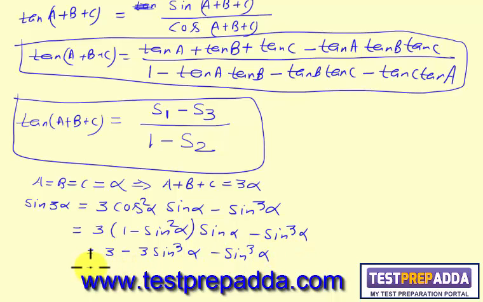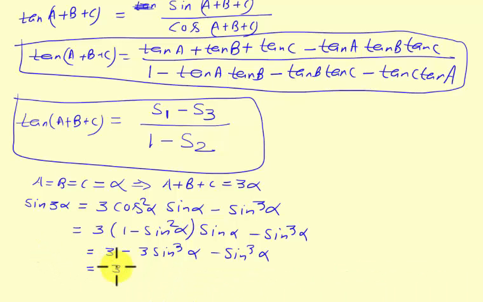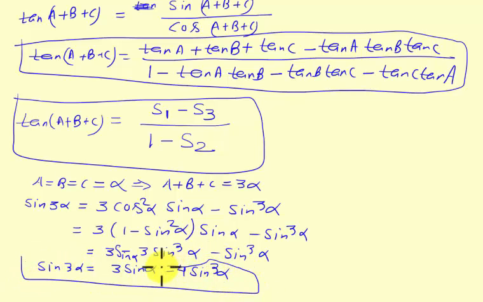So sin 3 alpha becomes what? Here if you multiply, 3 sin alpha. So at the end it becomes 3 sin alpha minus 4 sin cube alpha. Another interesting identity. Sin 3 alpha is 3 sin alpha minus 4 sin cube alpha.